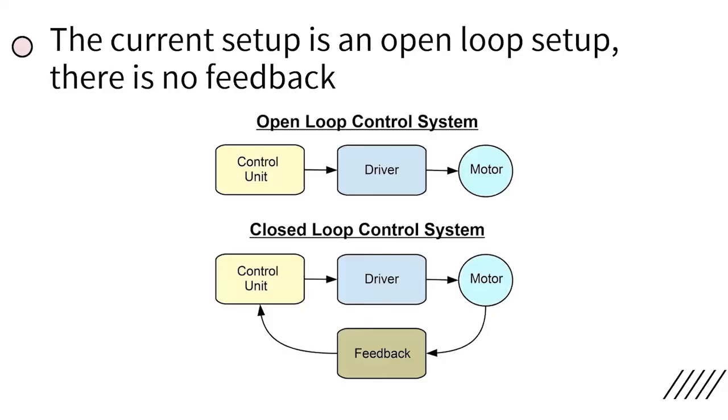So this setup that we have right now, which is just the controller, driver, and then motor, is what's known as an open loop control system. That means we're just saying what we want, and we expect the motor to go do that. This is compared to a closed loop system, where you're actually measuring what the motor is doing and using that feedback to dictate what the controller is saying.